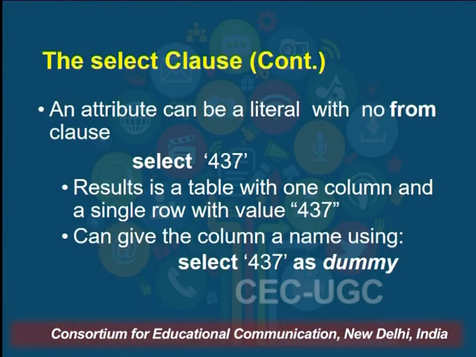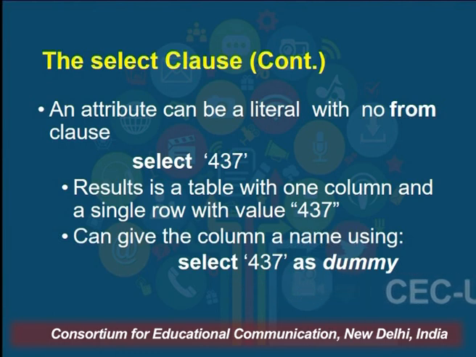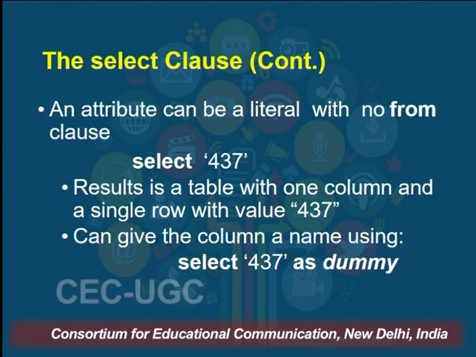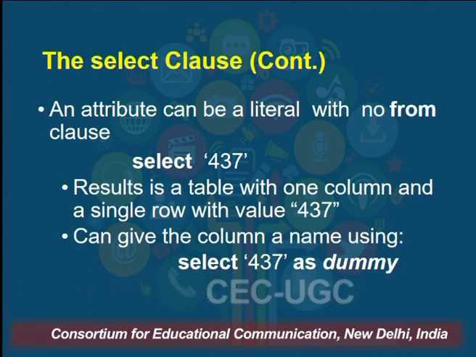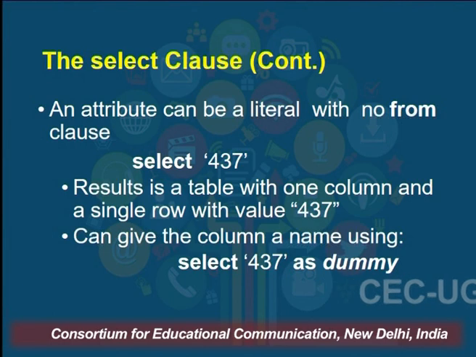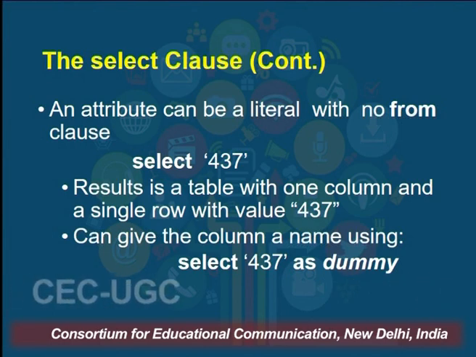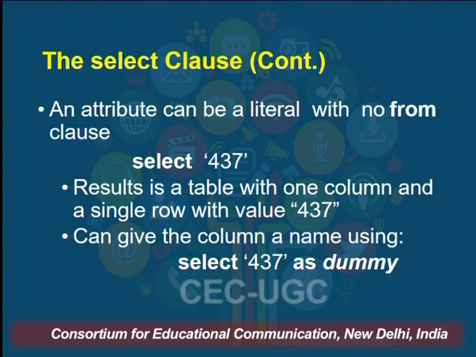An attribute can be a literal with no from clause. So for example, if I am going to write, let us say, select 437, with the 437 in single inverted commas, what are we going to get as a result? The result will be a table with one column and a single row with value 437.